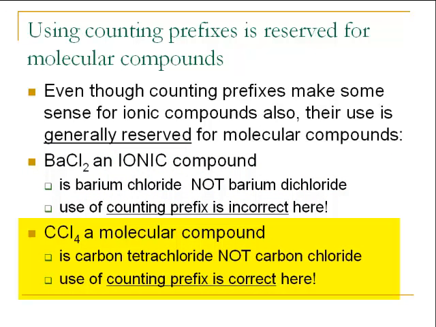CCl4 is a molecular compound. Carbon and chlorine are both nonmetals, and in fact it's a binary molecular compound made of only two types of nonmetals. So this one should be named carbon tetrachloride using counting prefixes, not carbon chloride, because it's not an ionic compound. The use of the counting prefix is correct in carbon tetrachloride and incorrect for the ionic compound barium chloride.